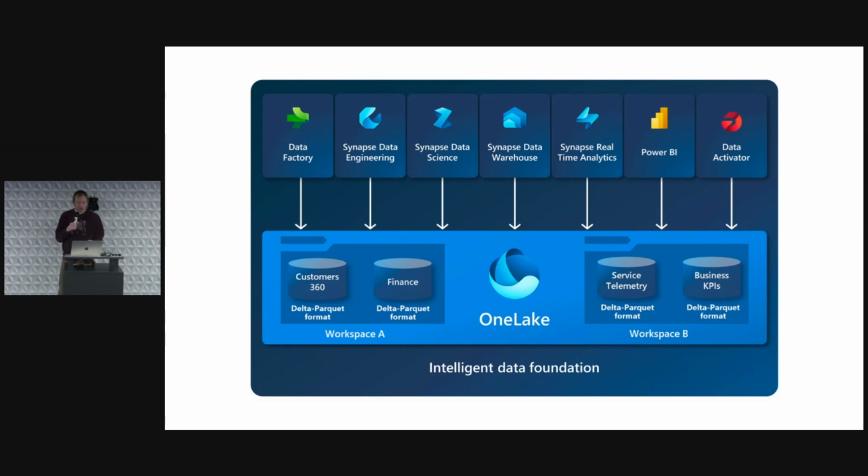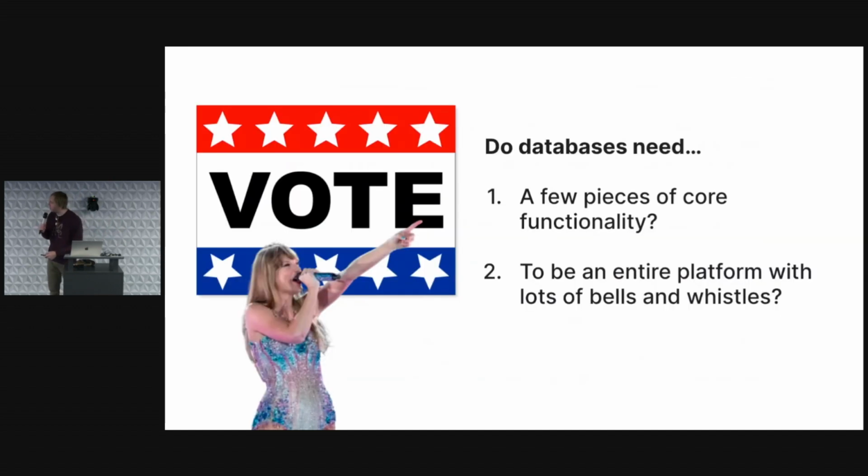So the question here then is, we're going to do this one more time. We have two different options here: databases as a set of features, or databases as this one overarching thing that has to do a bunch of different stuff, sort of like an iPhone. And so we only have two choices here. Which one do folks think? Think one, that it is, I don't know what it is, a few pieces of core functionality. What about an entire platform with lots of bells and whistles?